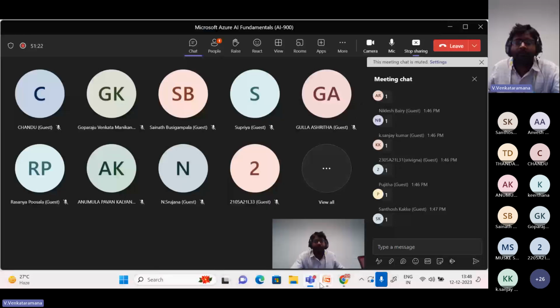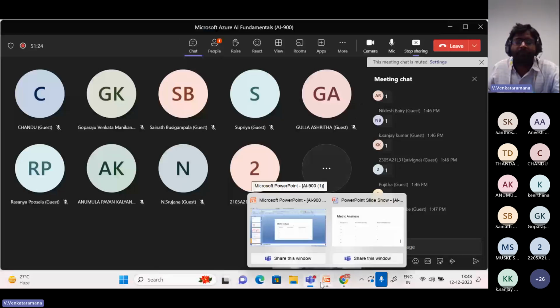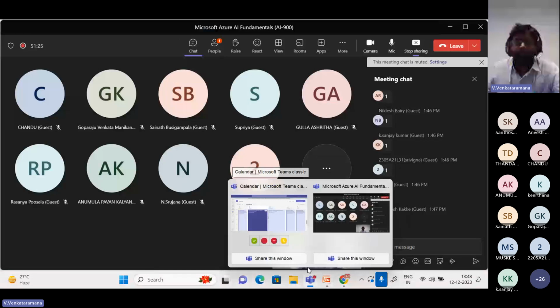Otherwise, I will do one thing. I will try to share this data file on WhatsApp. So by seeing that, if possible, please respond.